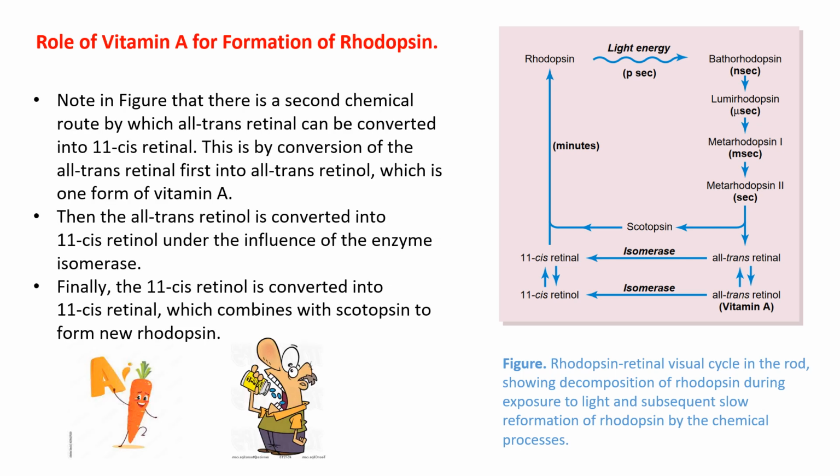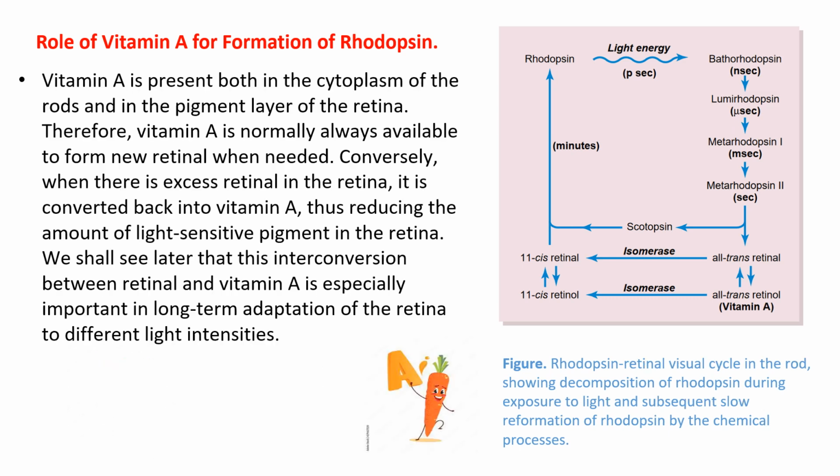Role of vitamin A for formation of rhodopsin. Note in the figure that there is a second chemical route by which all-trans-retinal can be converted into 11-cis-retinal. This is by conversion of the all-trans-retinal first into all-trans-retinol, which is one form of vitamin A. Then the all-trans-retinol is converted into 11-cis-retinol under the influence of the enzyme isomerase. Finally, the 11-cis-retinol is converted into 11-cis-retinal, which combines with scotopsin to form new rhodopsin.